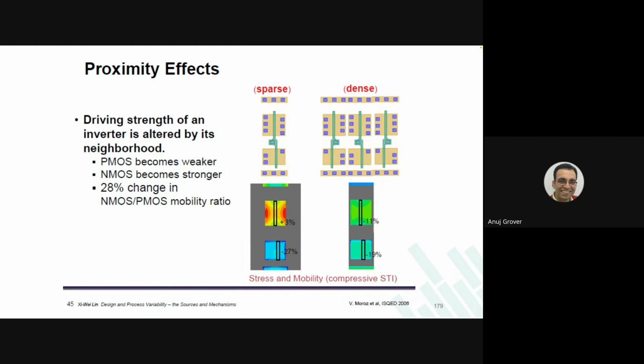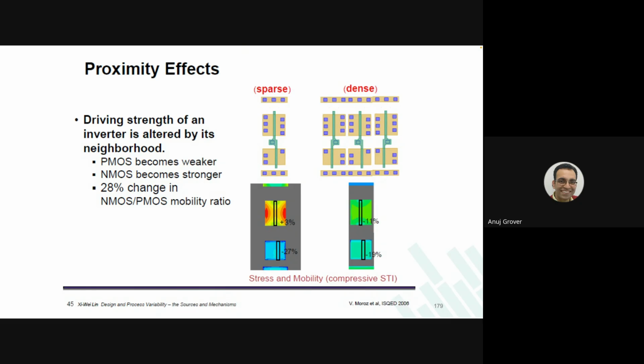So those stress effects are systematic. We know that the stress will propagate in a particular manner. We can model it, and therefore we design it appropriately. Now, what does it mean for memories?